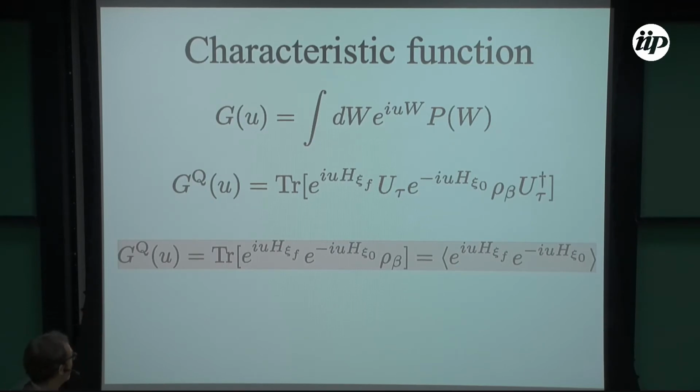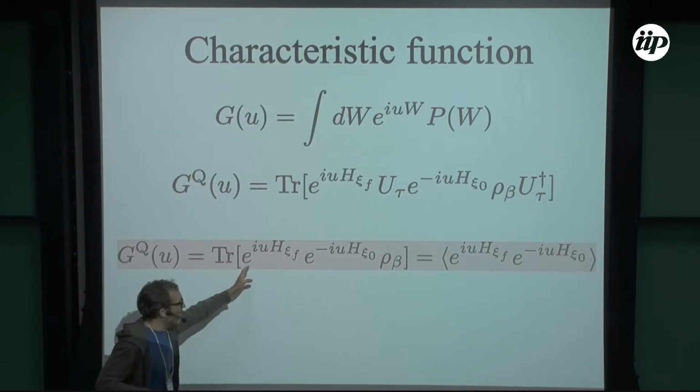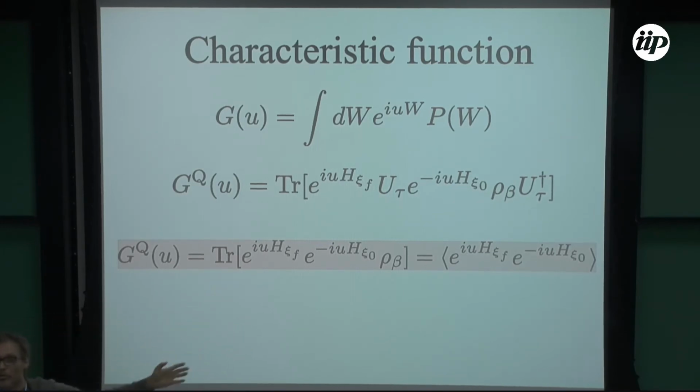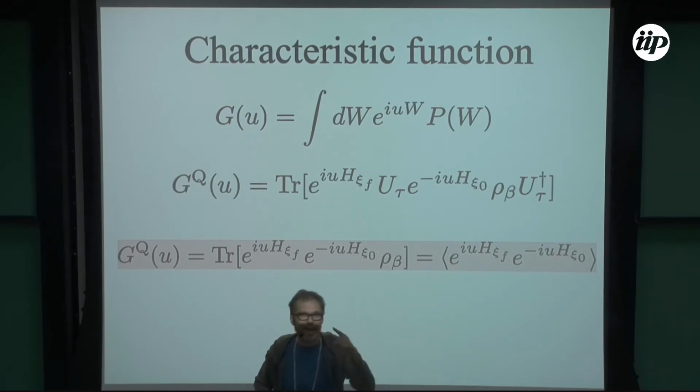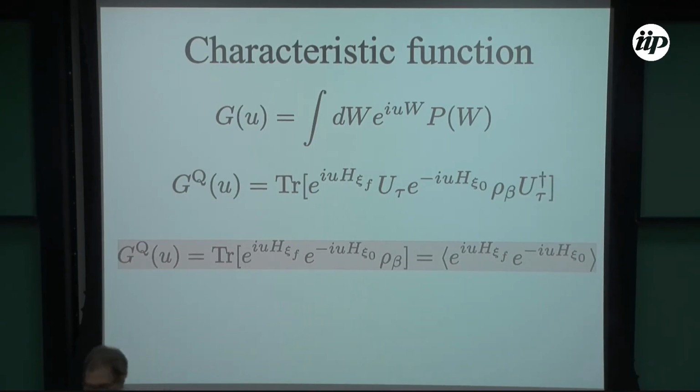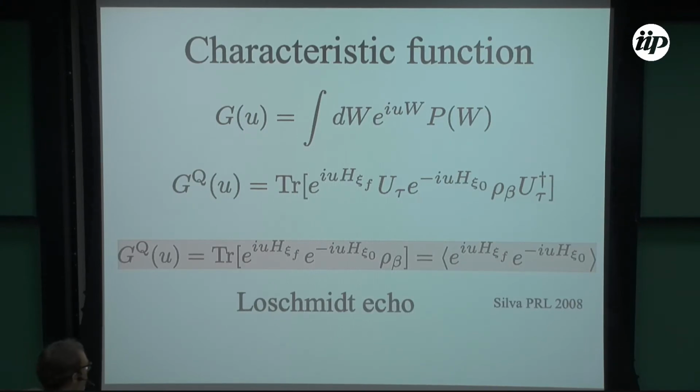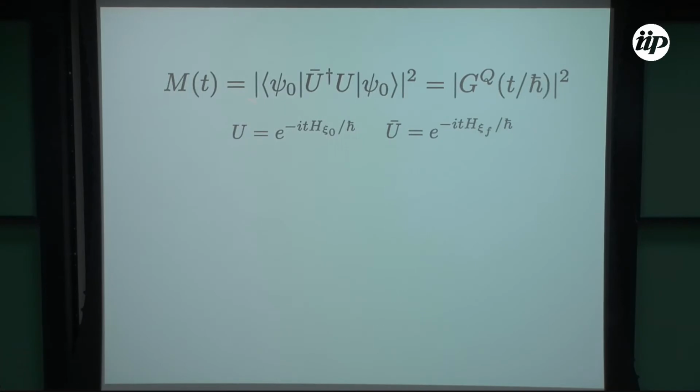Okay? And in this case, the characteristic function has this form. And this form, if you look at this, it looks like what? Like the Loschmidt echo. You have an evolution with one Hamiltonian, and an evolution with another Hamiltonian. Okay? But take care, because u is not time. This is the coordinate of the Fourier transform. Okay? So this was done by Silva in 2008. Okay? So if this is the Loschmidt echo for a wave function, these are the two evolutions.